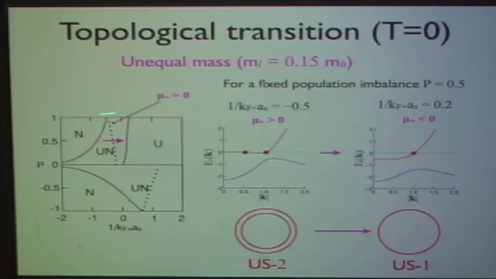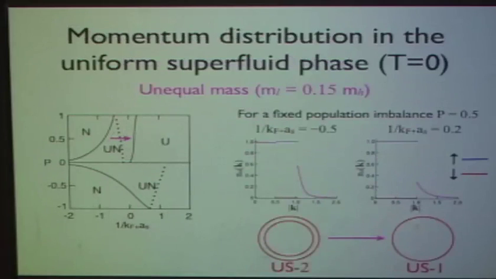On the other hand, on the right side of this dotted line, there is only one sphere of nodes. So it's in the US1 phase. So there is a topological phase transition across this mu plus equals zero line when the light atom is in excess. And we can also see this topological phase transition by probing the momentum distributions. When it's in the US2 phase, we can see two discontinuities in momentum space, and when it's in the US1 phase, there is only one discontinuity. So we can still see a difference between the two phases.